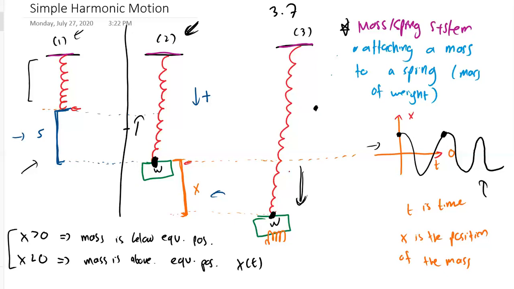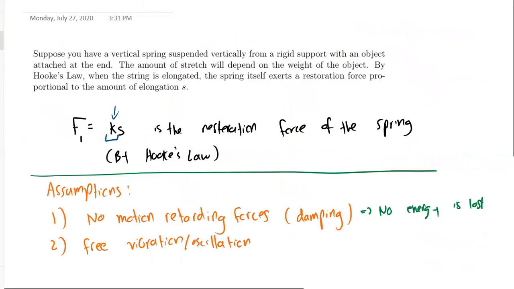I want the oscillations to be completely determined by just the restoration force of the spring and the weight of the object. So that's what free vibration means, or free oscillation. There's no other force forcing oscillations on the object other than the restoration force and the weight of the object. Okay? So those are the two main assumptions that we're going to use just to derive our first model.